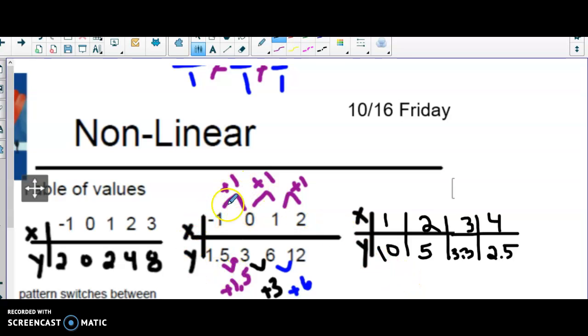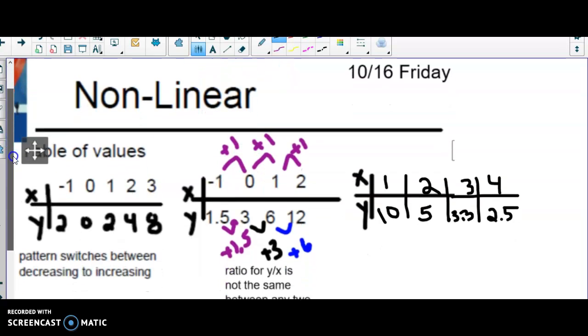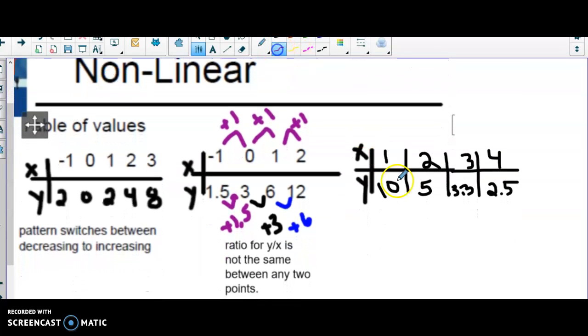For the same reason that this one isn't linear, the ratios for y over x are not going to be the same for all of them, okay? Because look at this. These are all divided by 1. Any number divided by 1 is just itself, okay?